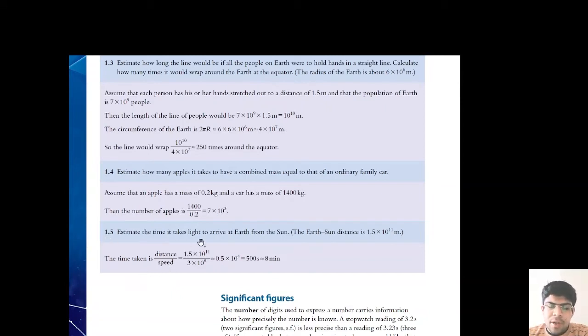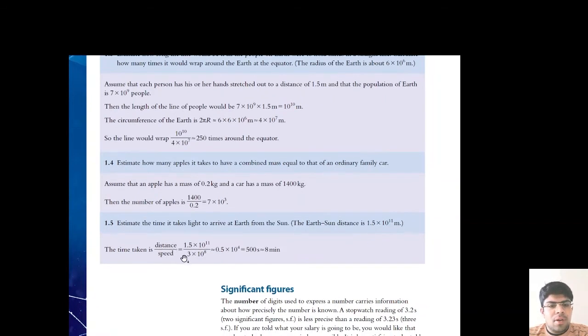Estimate the time it takes the light to travel at the Earth from the Sun. The Earth to Sun distance is 1.5 into 10 raised by 11 meters, and the time taken is distance over speed. Okay, so the distance is 1.5 into 10 raised by 11 over 3 into 10 raised by 8, which is 0.5 into 10 raised by 4 equals 500 seconds, which equals 8 minutes.